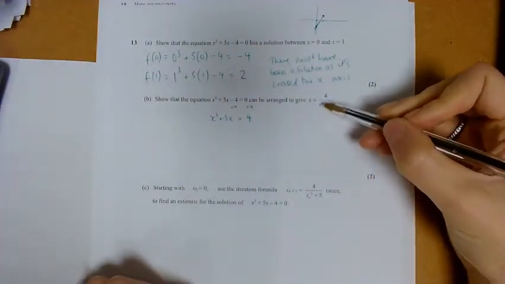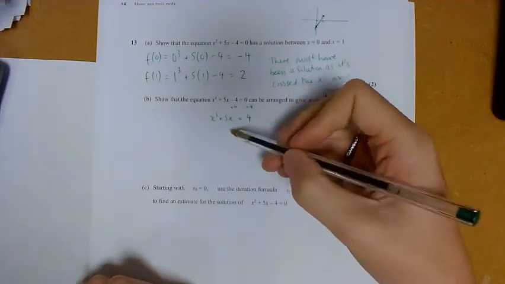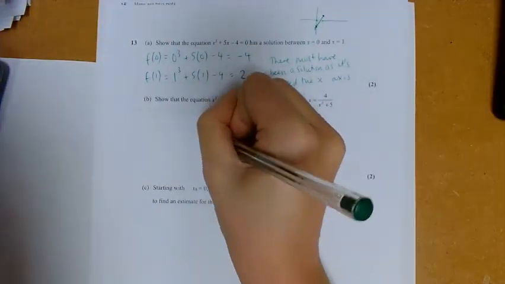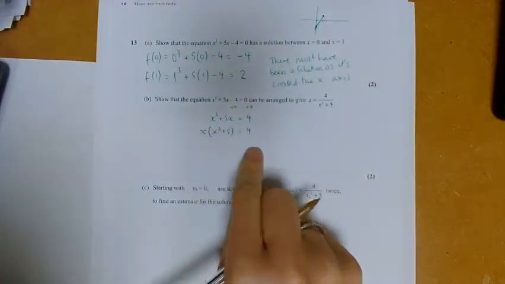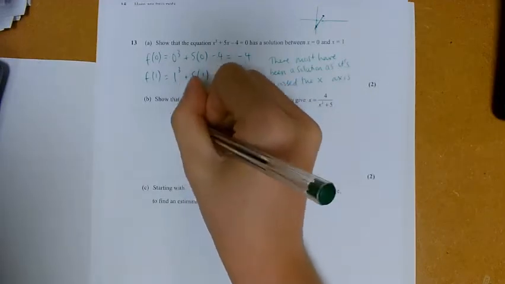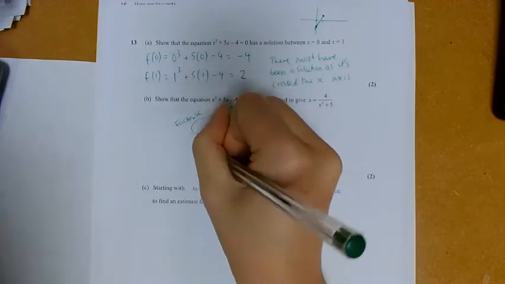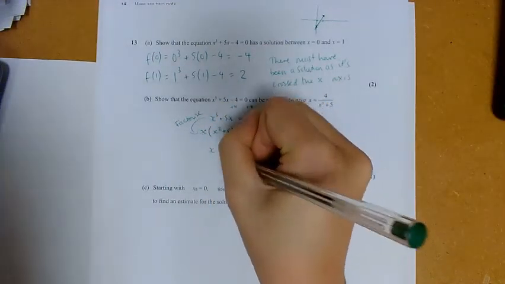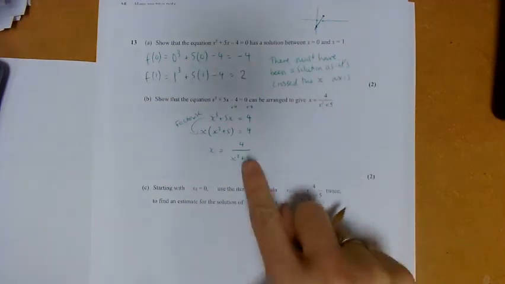And then we can see they've divided by x squared add 5. Now we're only going to get x squared add 5 by factorising this and taking x out. So x squared add 5 equals 4, and we're then going to divide by this bracket. So they've factorised this, and then we're going to divide by the bracket. So x equals 4 over x squared add 5. Okay, and that's it. We've got what they've got.